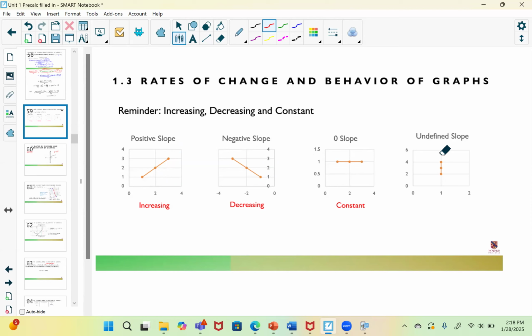Now, if we have a vertical line, we have an undefined slope. Now that's not a function. So we don't say it's increasing, decreasing, or constant, and we don't really deal with that, but it's called an undefined slope if we have it.